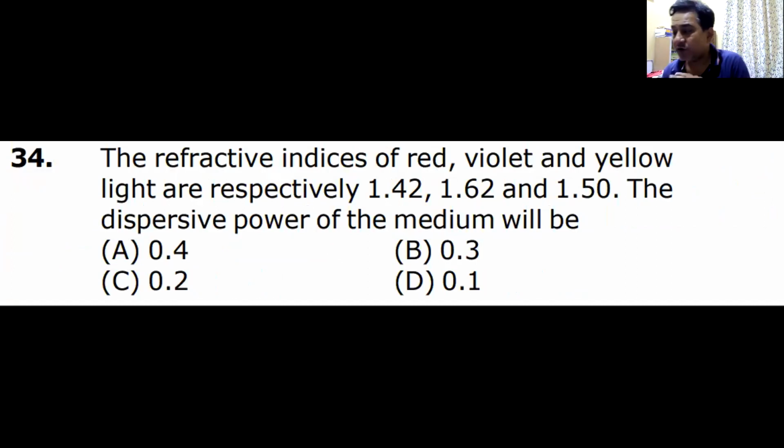Question number 34 is what we are talking about. The refractive indices of red, violet, and yellow are 1.42, 1.62, and 1.5. Remember here, the yellow refractive index is given to you. If it was not given to you, you can always find it out from (mu r plus mu v) by 2. You have to find the dispersive power of the medium or the prism, and your time starts now. I hope you can do this. You know this, you can do this. Please try.